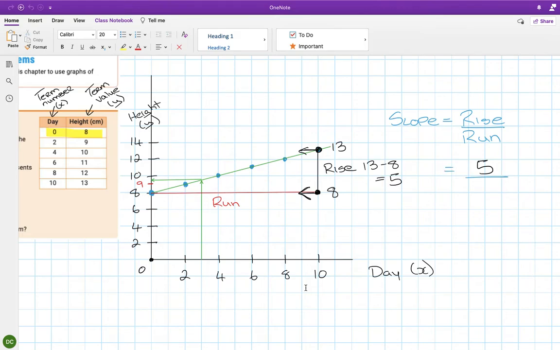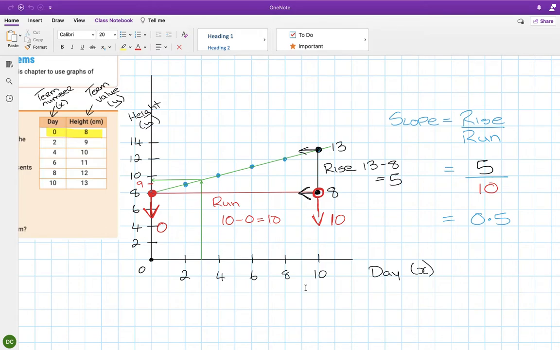Yeah? The run then, so the run, the red line starts over here. See where I've turned that red dot? So we're looking down from there. So it starts at 0. It goes across to here. So we look down. So it goes to 10. So to get the run, we do 10 minus 0, which is 10. And if you type 5 over 10 into your calculator, you get 0.5. So that's what the slope is.